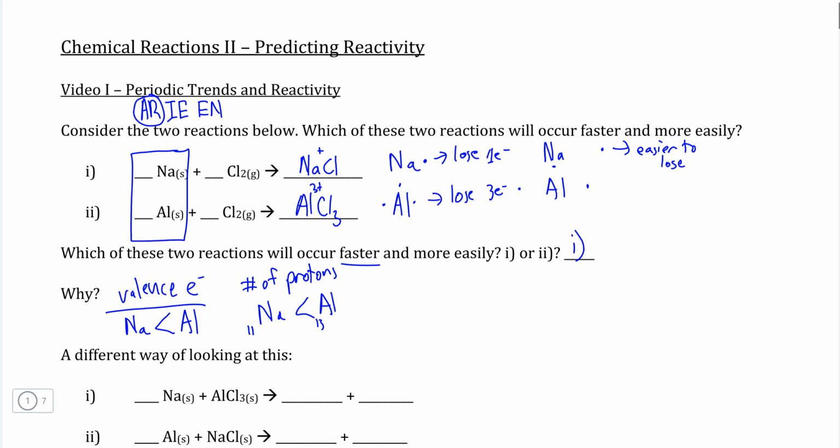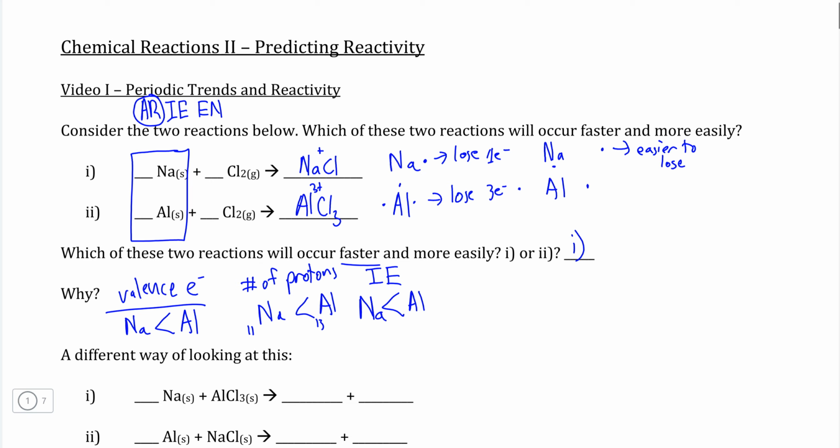And therefore, if we compare ionization energy of the two, sodium yet again has a lower ionization energy than aluminum does, meaning that it takes even less energy to lose its valence electron compared to aluminum. So no matter which periodic trend we use in order to justify it, it certainly looks as though the sodium reaction occurs much more easily than the aluminum reaction.